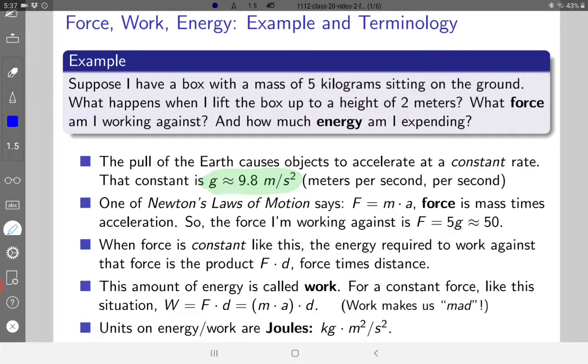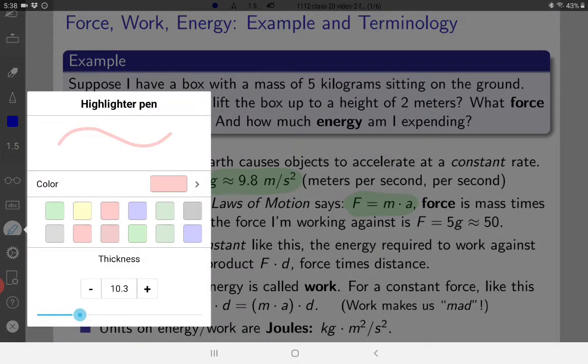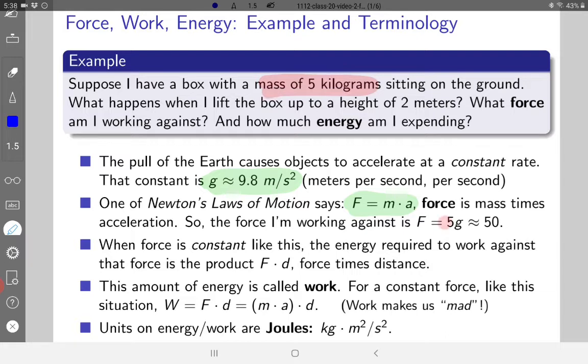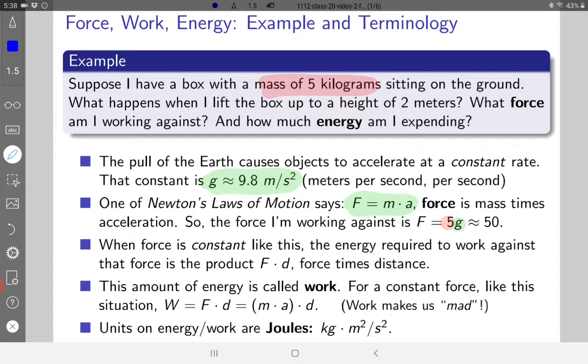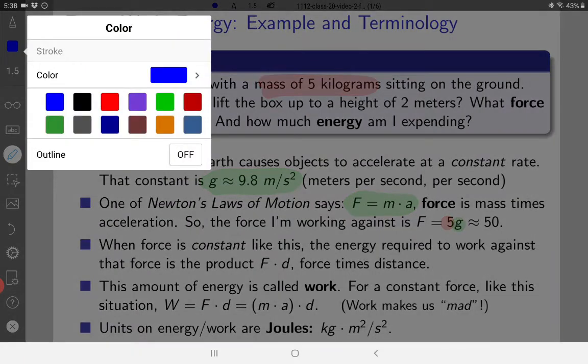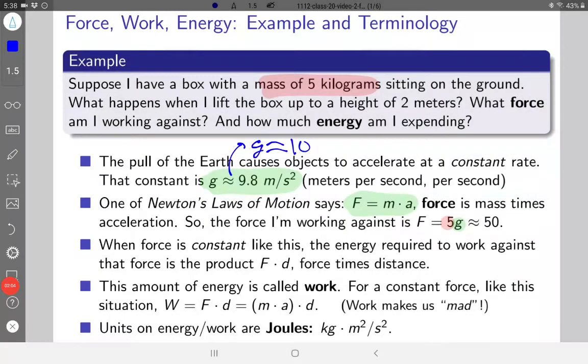Now, one of Newton's laws of motion says that force is mass times acceleration, F equals ma. That's sort of the famous one. And so in our example, this is saying that the force I'm working against is constant because the mass of the box is a constant of 5 kilograms. That's where that 5 there is coming from. And then the gravitational acceleration is constant. That's what that g there represents. And so I'm even rounding off there to say that g is approximately 10. That's not exact, but it's going to give us a nice round number to work with and have something to think of. So let's just say that the force I'm working against is a constant of 50.